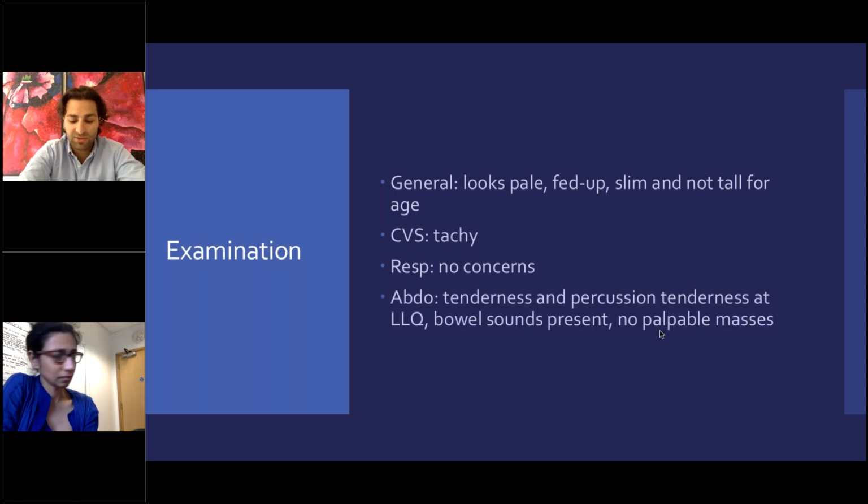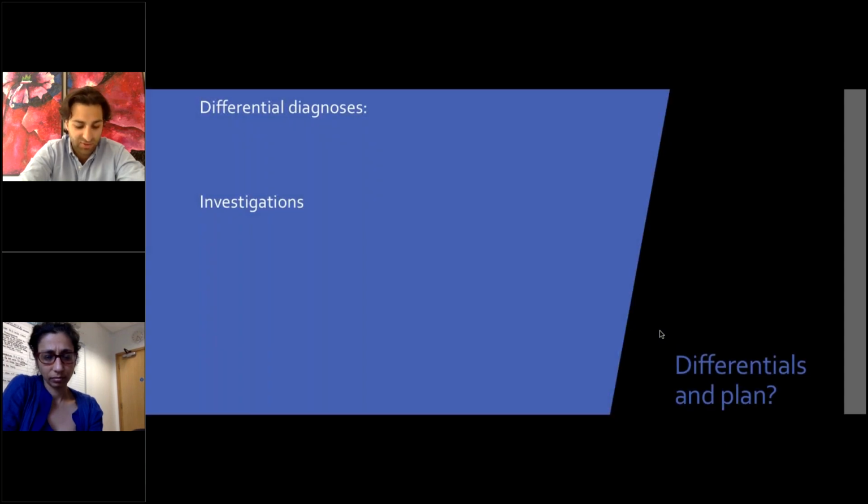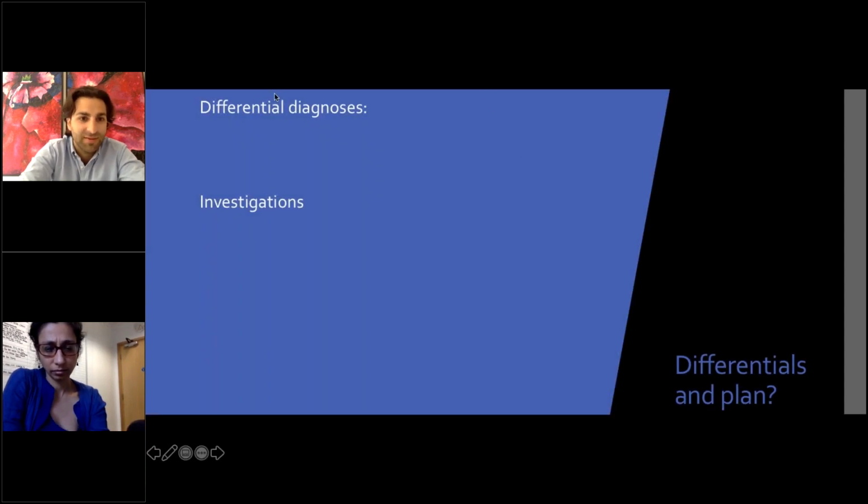On his abdominal examination, you find tenderness and percussion tenderness at the left lower quadrant. He has got bowel sounds, and he has no palpable masses. So, what are the differential diagnoses? Anyone want to pop some in the chat?